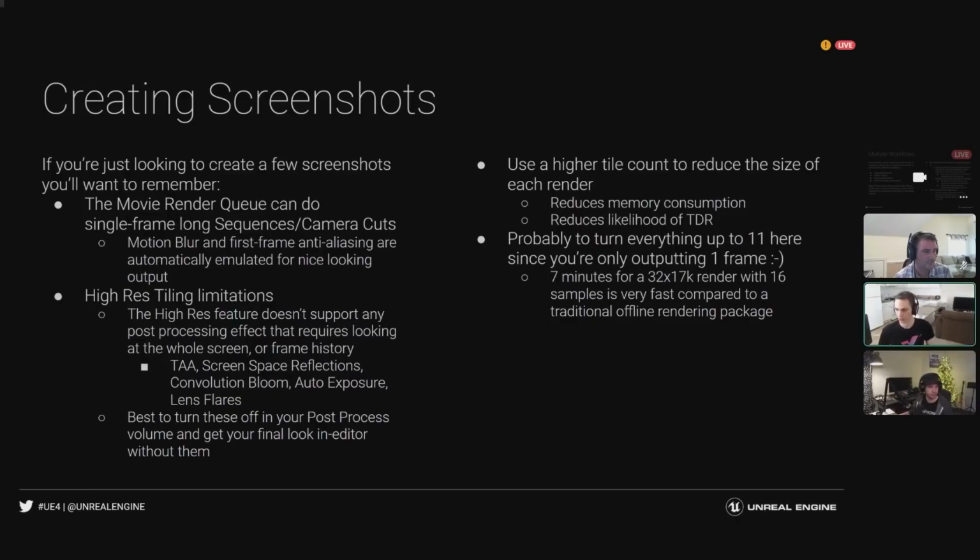With high resolution screenshots, you can use a higher tile count to reduce the size of each render. Reducing the size of each render is going to reduce the memory consumption, and it's going to reduce the likelihood of DDR issues. One thing to keep in mind is that the default behavior in the editor for resizing viewports is that once you size a viewport up, it does not by default resize it down. That's to avoid hitching, especially if you're resizing that main viewport all the time. Instead of reallocating all the memory, we only allocate it when you get bigger.